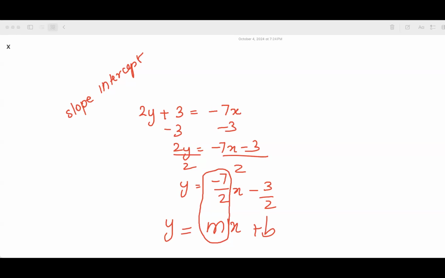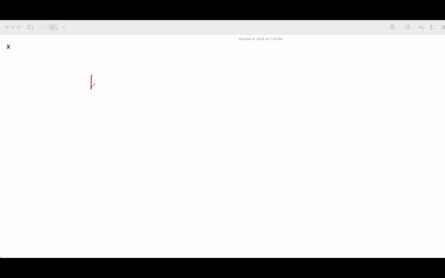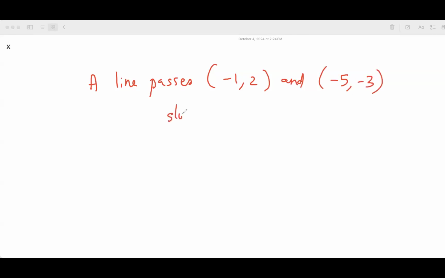Got it? Yes. Now, a line passes through minus 1 comma 2 and minus 5 comma minus 3. Write the equation in slope intercept form. What is the slope intercept form of this line?